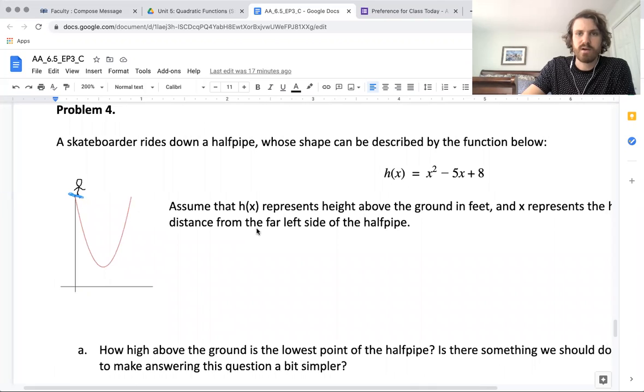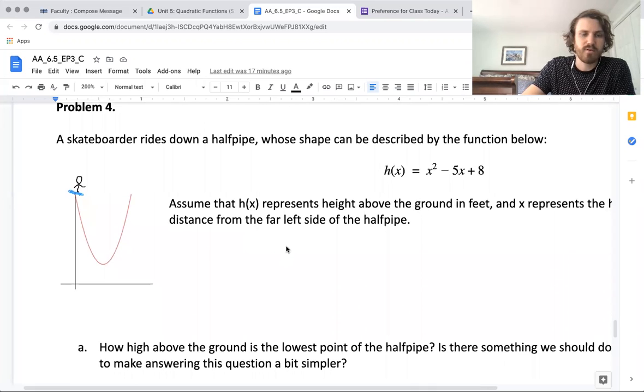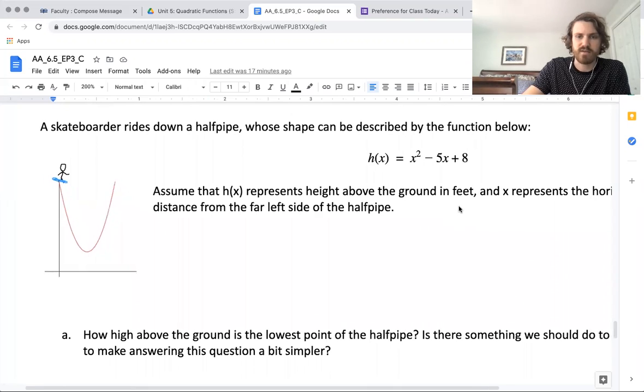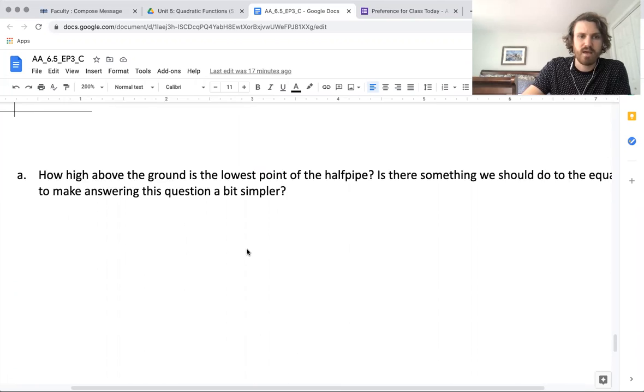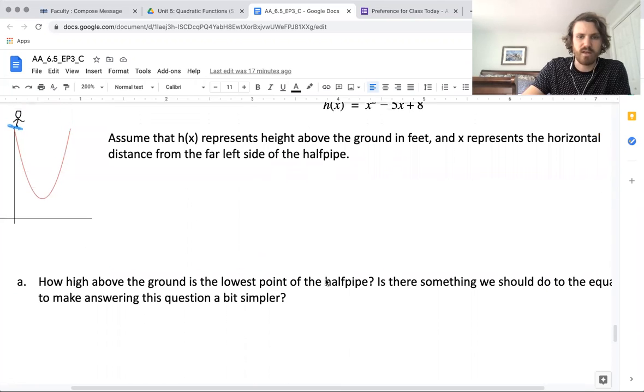And finally, the last problem, which is problem 4. A skateboarder rides down a half pipe whose shape can be described by the function h of x equals x squared minus 5x plus 8. Assume that h of x represents height above ground in feet and x represents the horizontal distance from the far left side of the half pipe. How high above the ground is the lowest point of the half pipe?